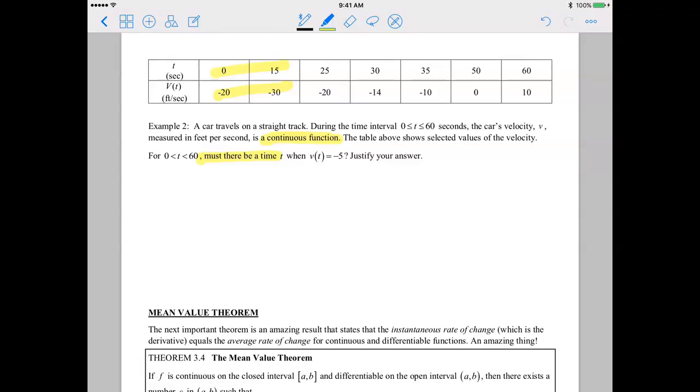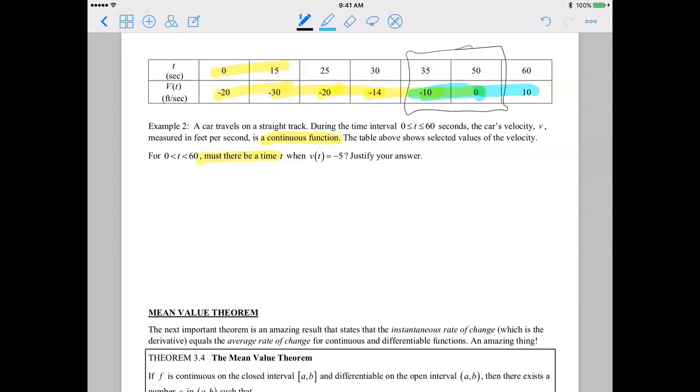Okay, I continue searching from negative 30 to negative 20, no. From negative 20 to negative 14, no. Negative 5 is not in between those. From negative 14 to negative 10, no. From negative 10 to 0, this is the first opportunity I see for the velocity to equal negative 5. Okay, so there is one instance, and then there's also another instance here, or is there? No, there's not another instance. Between 0 and 10, negative 5 is not between those, and so the only instance is going to be this interval right here where the velocity had to equal negative 5.